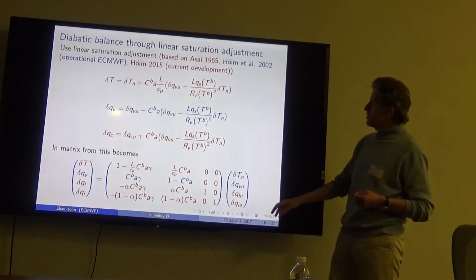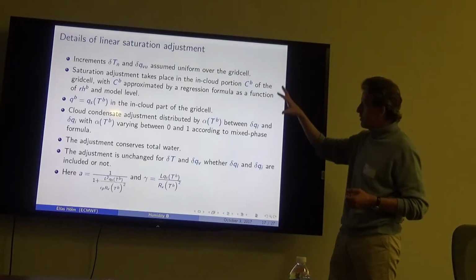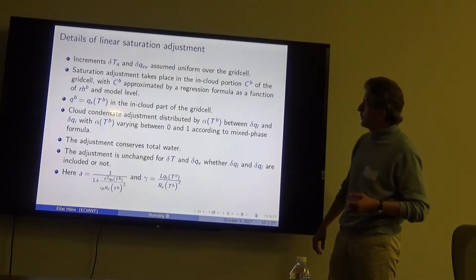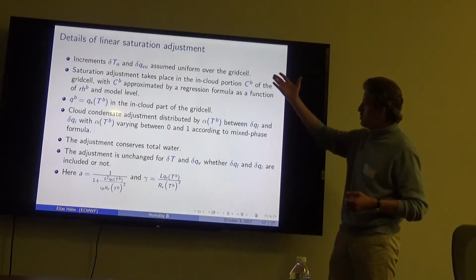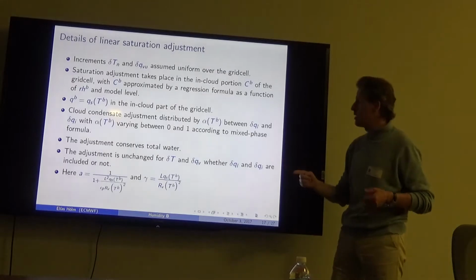Okay, let's go to the next slide. This is just a couple of the details here. I'm not going to bore you with things in detail here, but some of the assumptions that we have to do to get this formulation which I showed you on the previous page. Let's go to the next one.